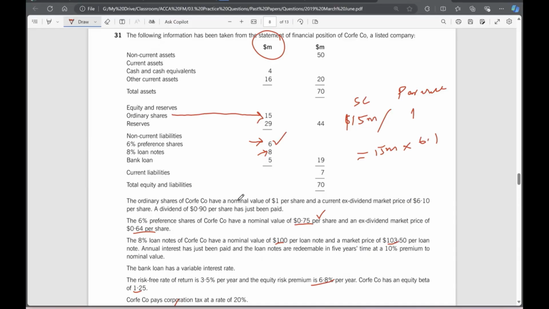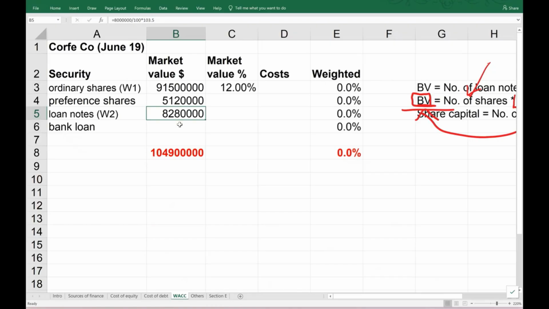Okay, last thing is bank loan. So look, for bank loan, we cannot find the market value. Market values are our first preference. If it's not given, then we will go with the book value. So 5 million we have to use as a market value. Okay, that's the total worth of the business, the capital structure, the total of it.